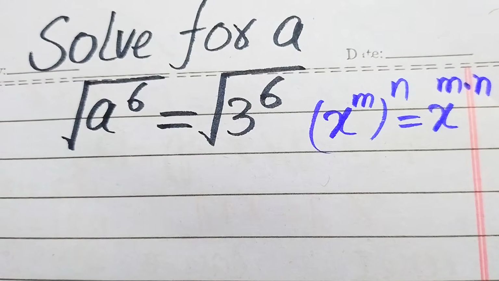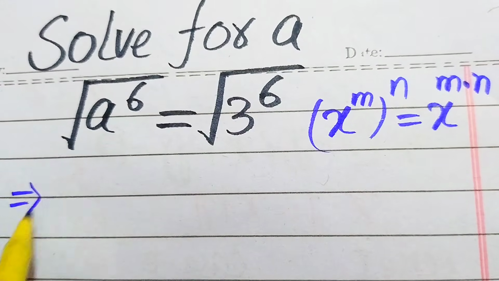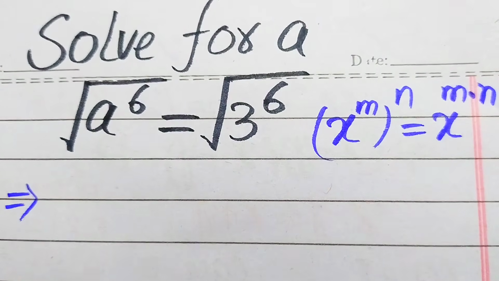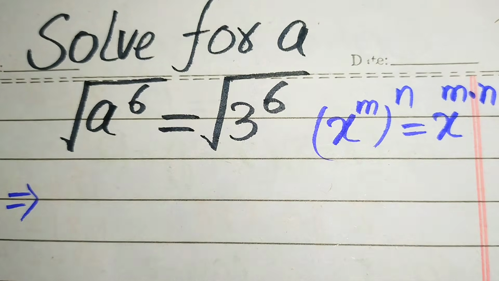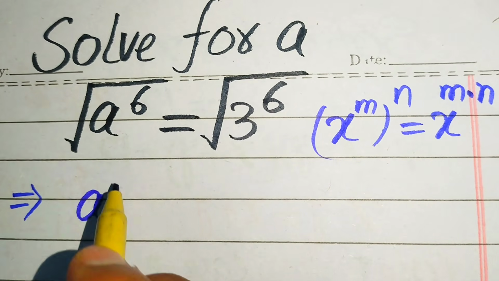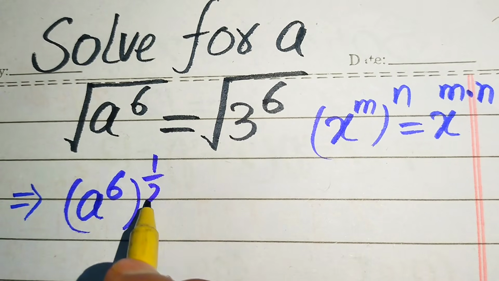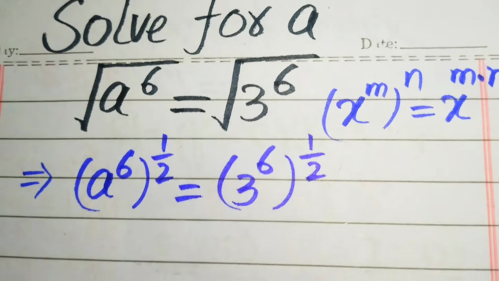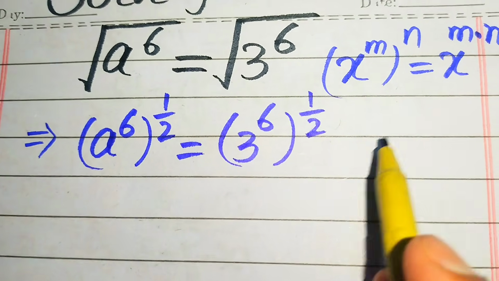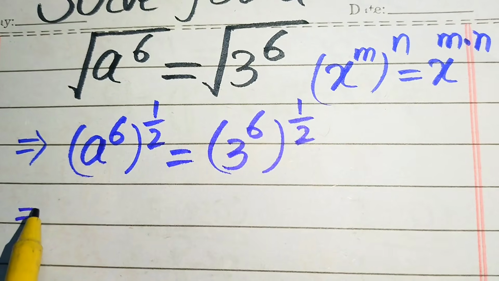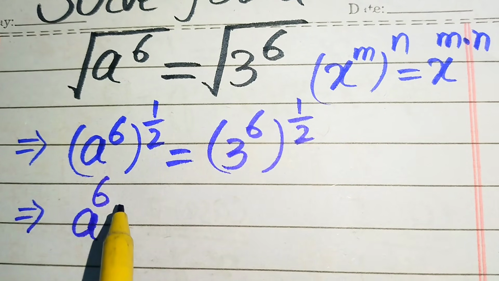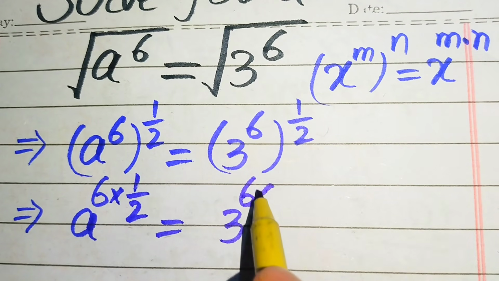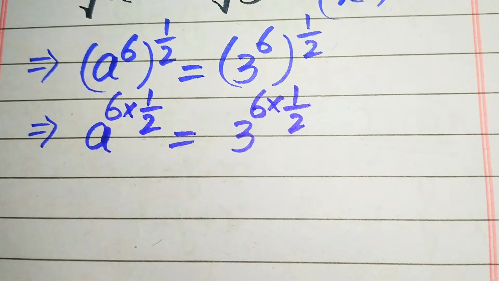So according to this rule of exponents, first we need to convert this square root or radical sign into the exponential form. For this, we just rewrite this equation as a to the power of 6 and its whole exponent is 1 over 2, and this is 3 to the power of 6 and its whole exponent is also 1 over 2. So according to this exponential rule, we multiply both of these two exponents and it becomes a to the power of 6 multiplied by 1 over 2, and from here 3 to the power of 6 is multiplied by 1 over 2.